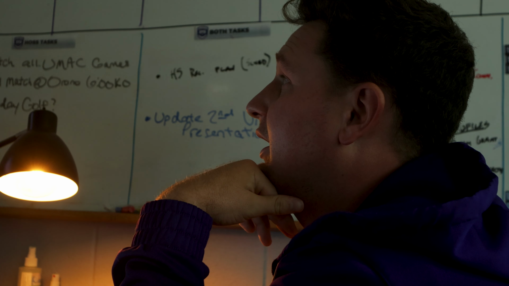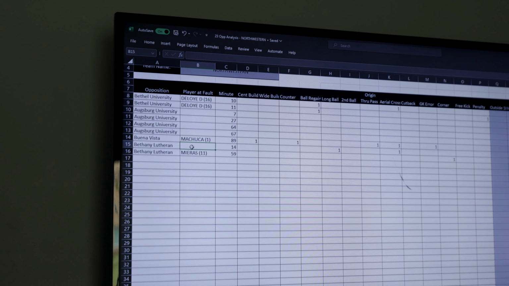We also do an extensive breakdown of each goal they score and concede, to make sure that we understand and see if there are patterns of either they score a lot of their goals in a certain way or they concede a lot of their goals in a certain way. We take all this information and use an Excel file. Again, look at tendencies that we have, tendencies that they have, and where we can exploit.